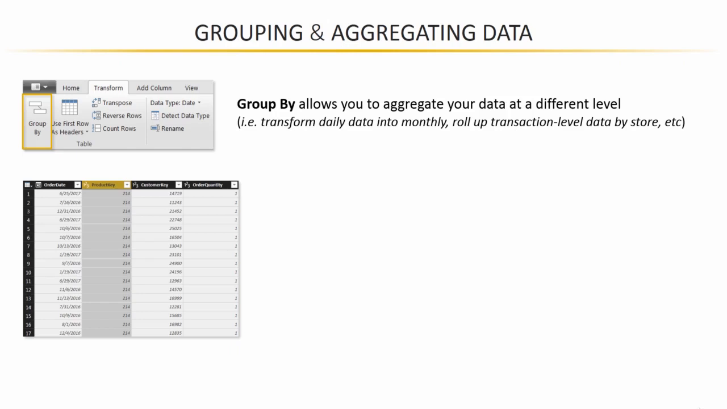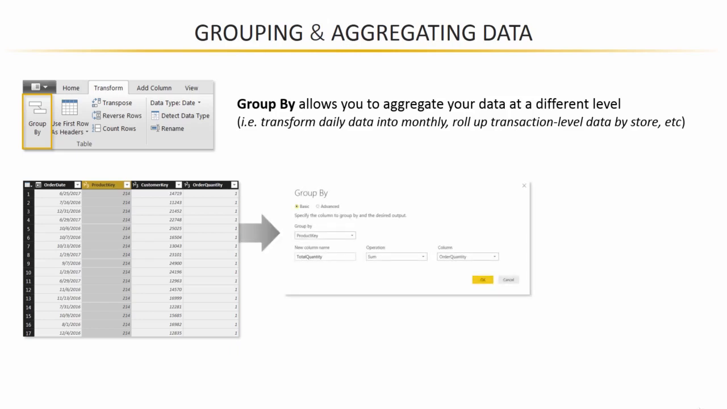And if you wanted to transform this table into a summary of order quantities rolled up by unique product keys, the Group By option is a great way to do that. So when you click that Group By button, you'll see a dialog box that looks something like this, that basically allows you to tell Power BI, I'd like to group this table by unique product keys, and the operation that I'd like to evaluate for those product keys is the sum of the order quantity column.